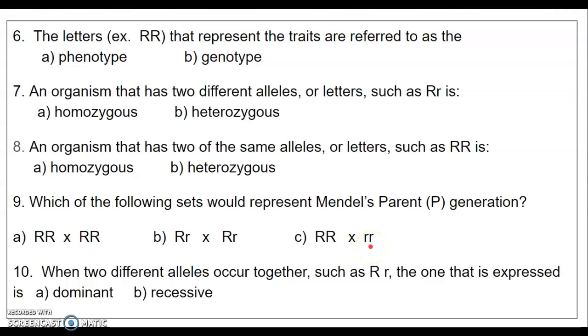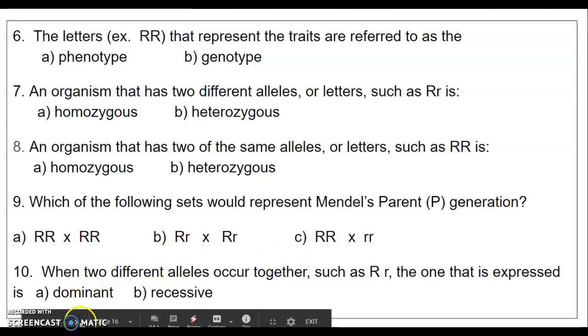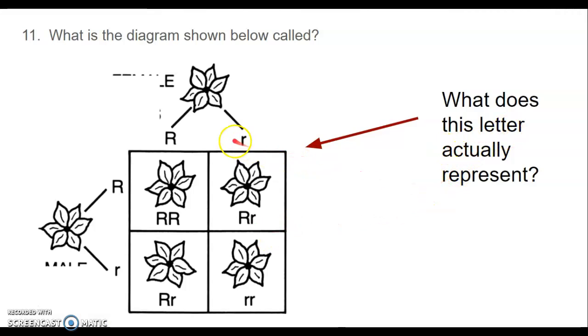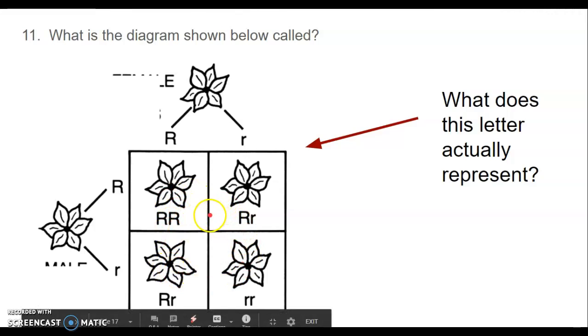Number 10, when two different alleles occur together, such as big R, little r, the one that is expressed is going to be the dominant trait. One last question. What is this diagram called? Hopefully you answered Punnett square. And what does this letter actually represent? These up here is what it's pointing to. On the outside, that's representing the parents. On the inside, you should say the offspring.